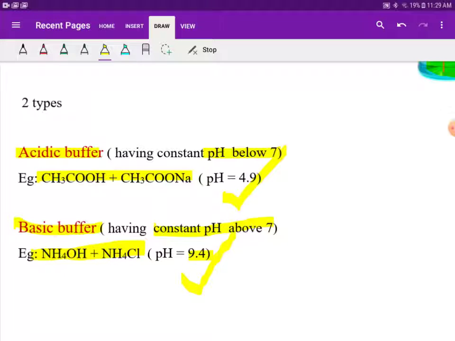In each case, you have to note one important point. An acidic buffer is a mixture of a weak acid and the salt of the weak acid with a strong base. On the other hand, a basic buffer is a mixture of a weak base, ammonium hydroxide, with the salt of it with a strong acid.